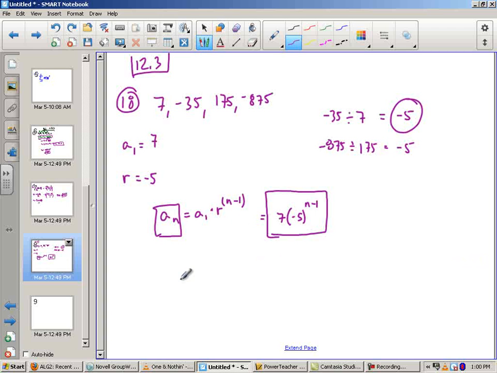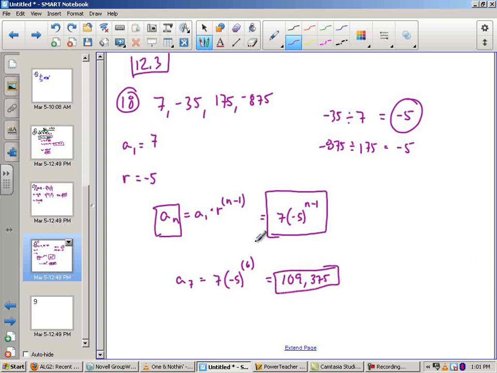But now I want to find a specific term. And I believe the textbook asks us for a sub 7. So what's the 7th term? Here's 4 of them. What's the 5th, 6th, and then finally what's the 7th? Well, what we're going to do is take 7 times negative 5 to the, well, if I want the 7th, I'm going to use 7 minus 1, which is 6. And so now I can calculate that 7 parentheses, negative 5, close parentheses, raised to the 6th is 109,375.